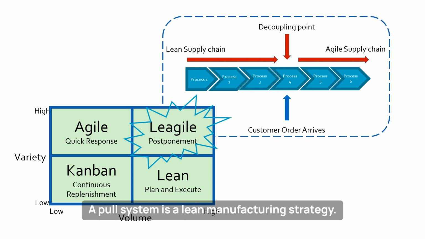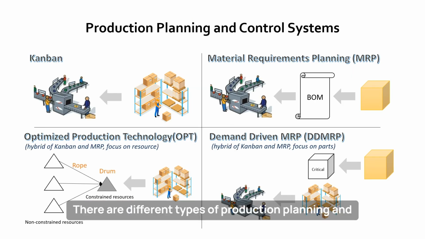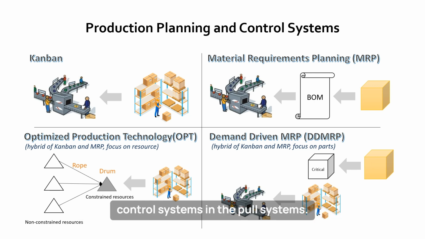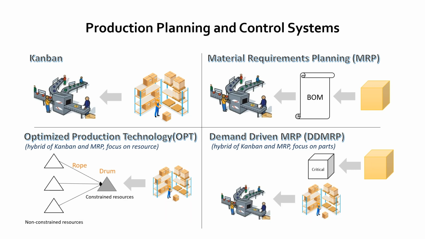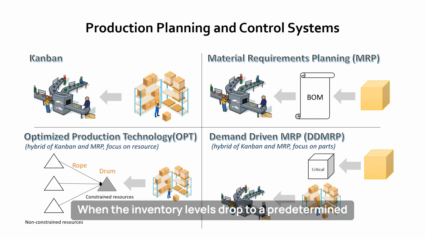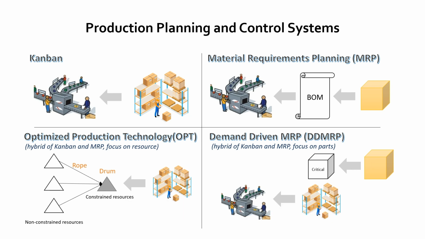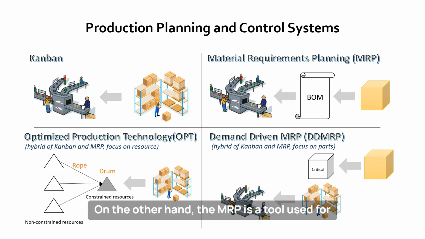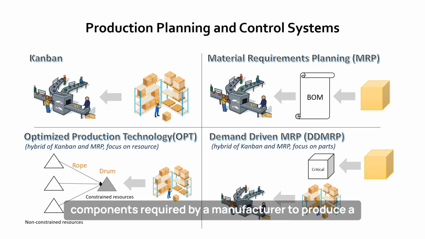A pull system is a lean manufacturing strategy. There are different types of production planning and control systems in the pull systems. One of them is the Kanban system. When the inventory levels drop to a predetermined minimum threshold, a Kanban signal is triggered, indicating that more inventory needs to be produced or ordered. On the other hand, the MRP is a tool used for calculating the raw materials, subassemblies, and components required by a manufacturer to produce a product.